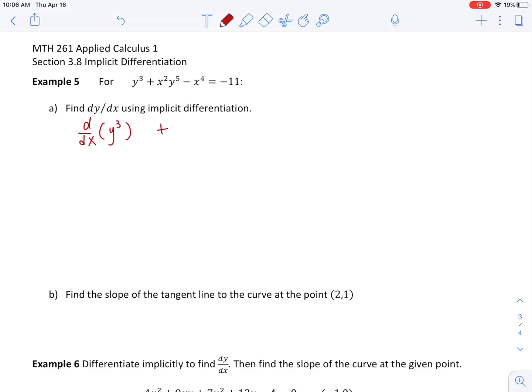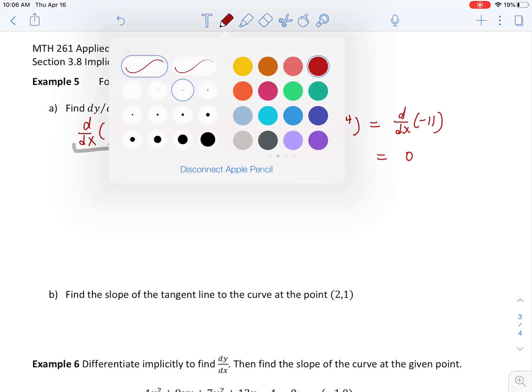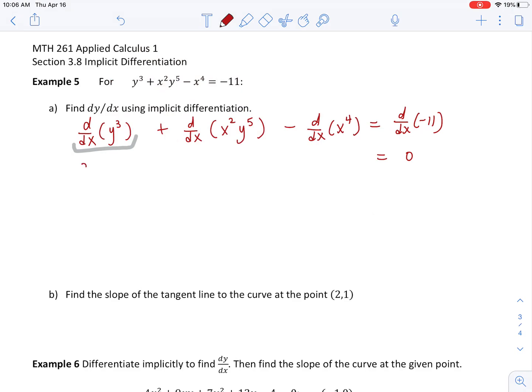And things are getting a little more complicated, I see. I'll find the derivative of y cubed plus the derivative of x squared y to the 5th. Oh, we're going to use what rule there? Product rule. And I'll subtract the derivative of x to the 4th. And that equals the derivative of negative 11, which we know on the right side is just 0.